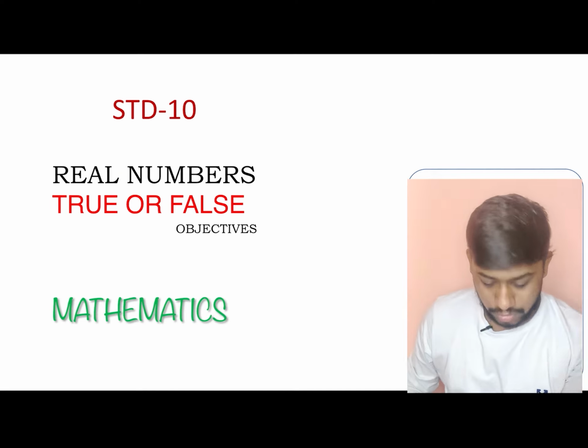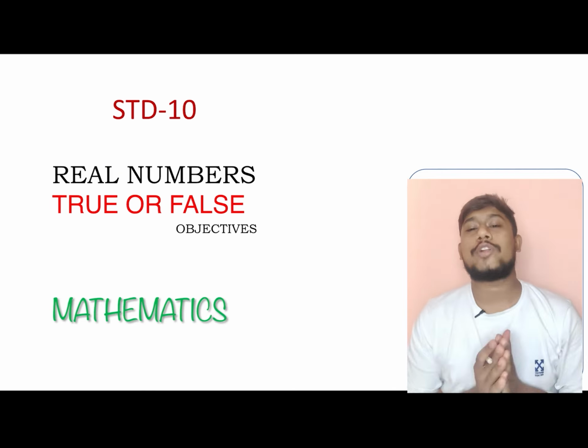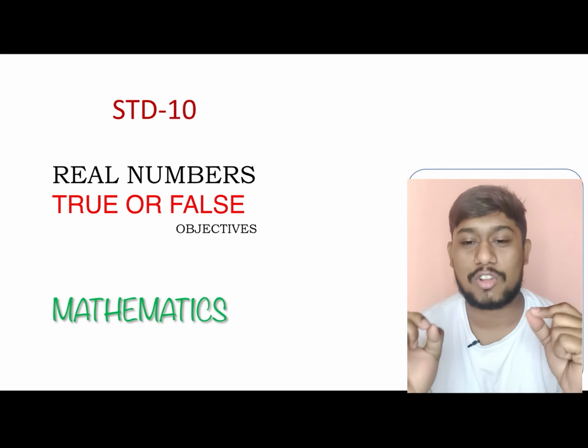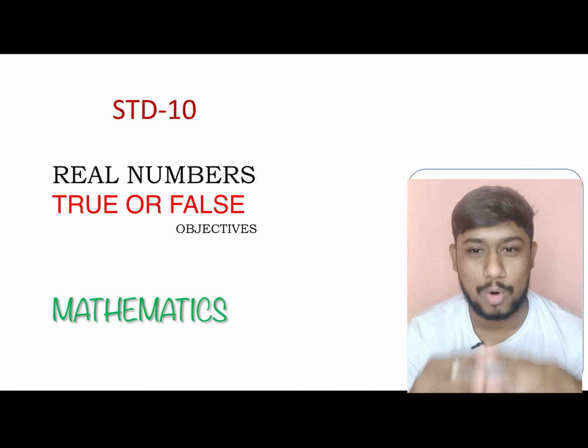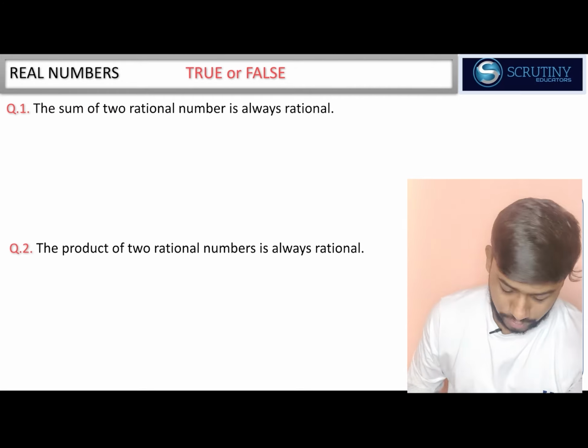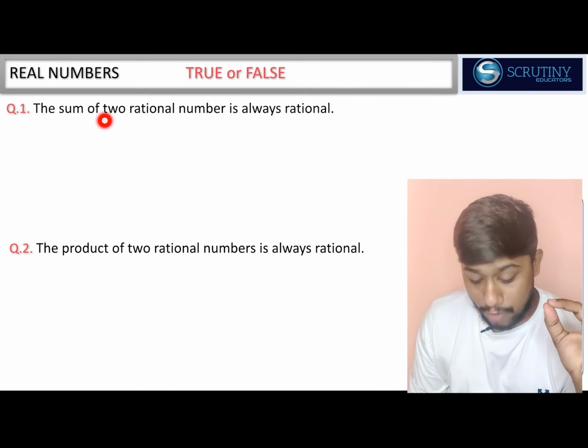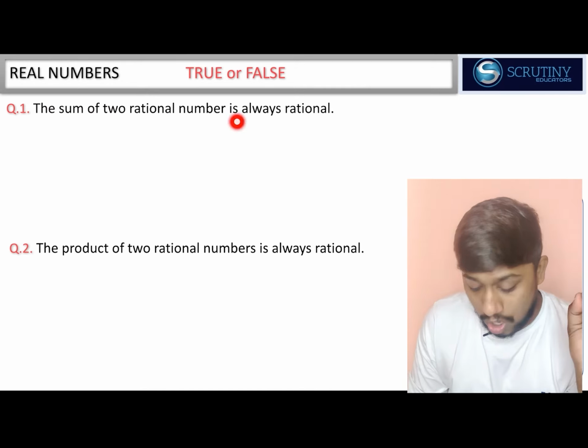Hello students. So I have objectives for you. Many students have problems while solving objective questions in their board exam. So I got objective questions for you guys. Let's start. The first question: the sum of two rational numbers is always rational.